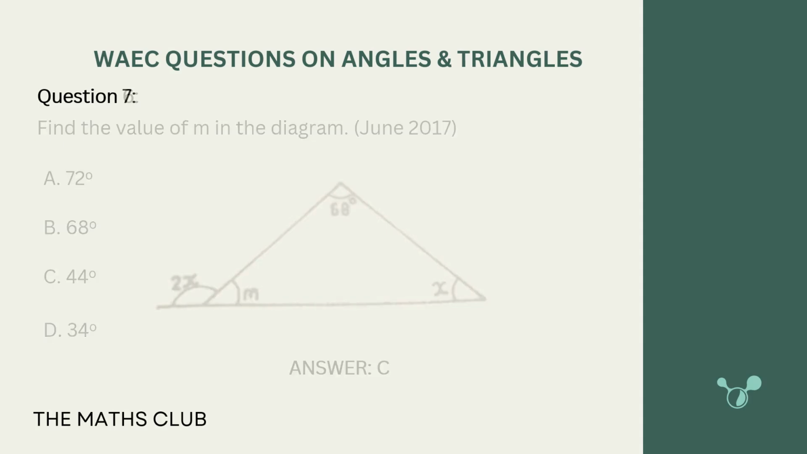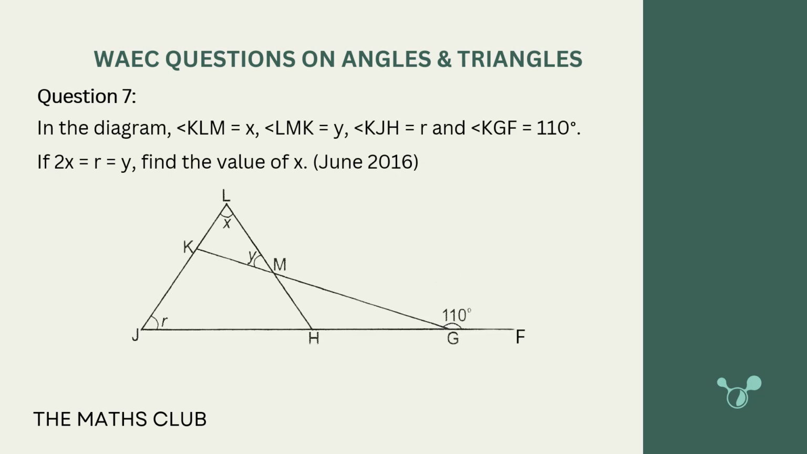Great. Question 7 says that in the diagram, this looks a bit complex, so just take it easy. In triangle KLM, the angle at K is x. The angle at L is x. Angle LMK, the angle at M is y.